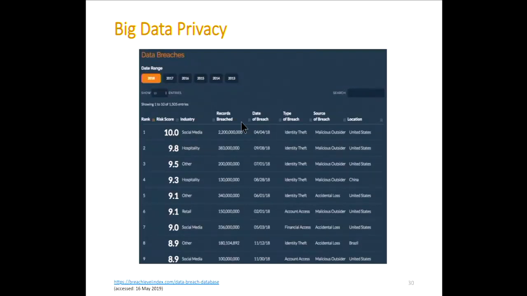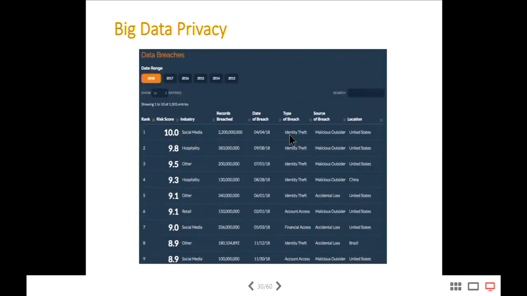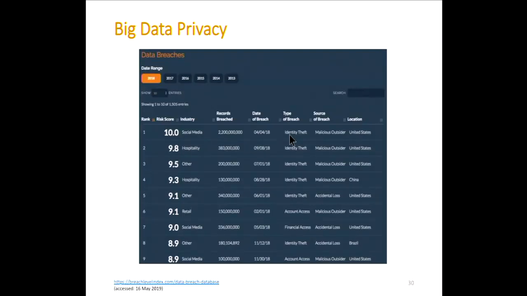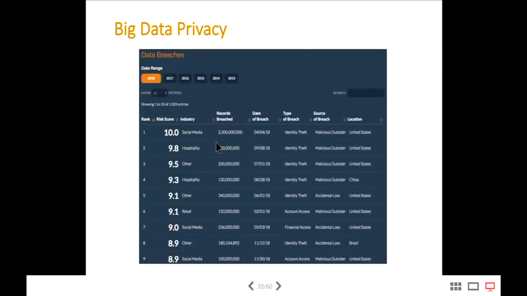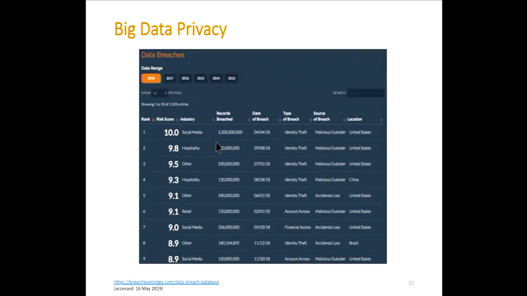So this is not due to only hacking. There are some incidents due to hacking, but this one is for identity theft. Someone has triangulated all the information from multiple sources, gathered that information, and was able to glue together personal identifying information about people and hence do some identity theft. So 2 billion and 200 million records breached gives you an indication that it's a bit of a messy situation.